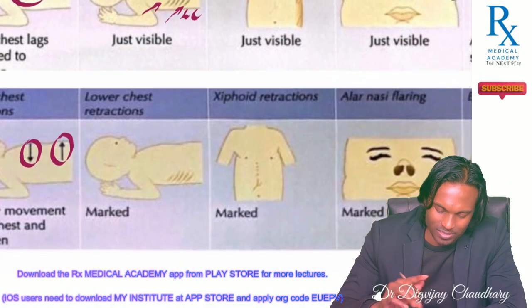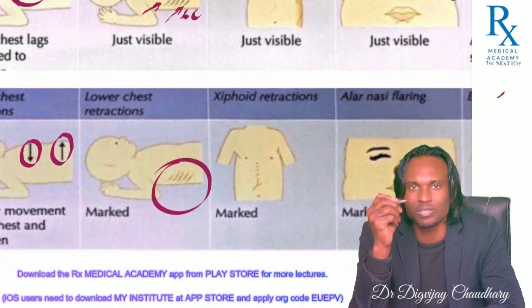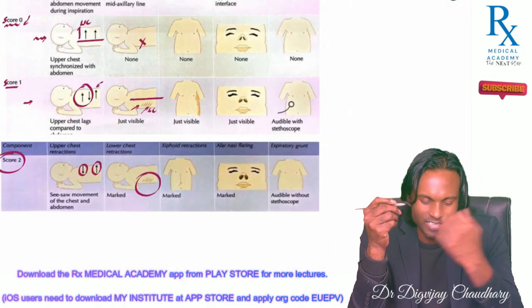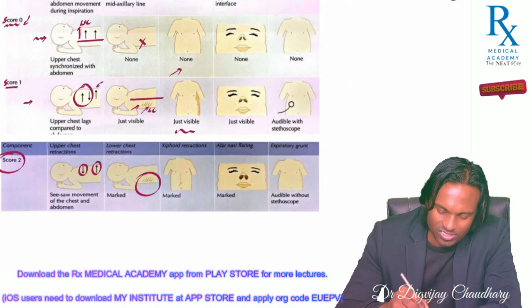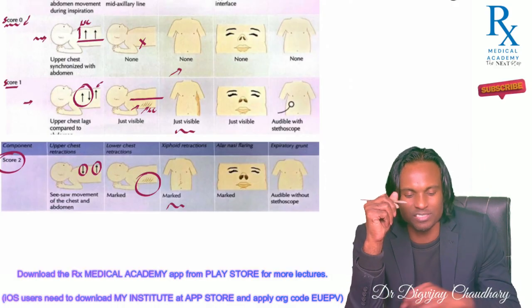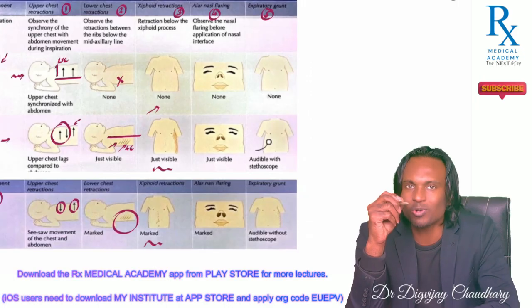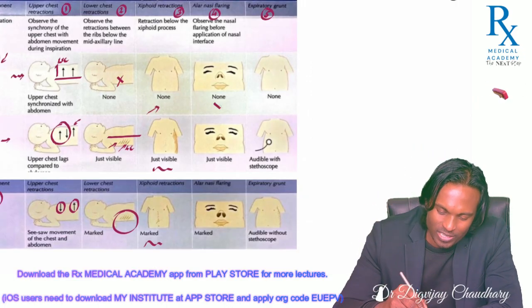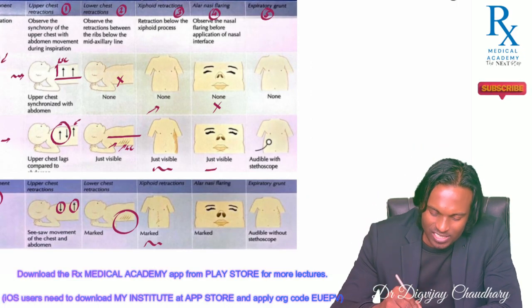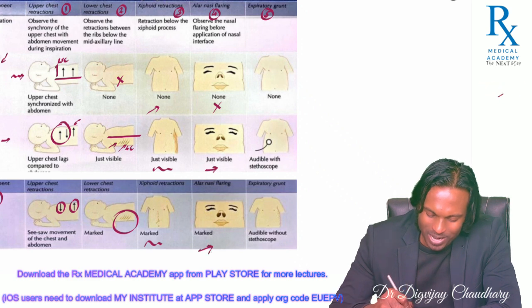If there is marked lower chest retraction, you have to give a score of 2. So in other retractions, you have none, just visible and marked, be it xiphoid retractions. Now let's talk about nasal flaring. No nasal flaring, score 0. Just visible, score 1. Marked, score 2.